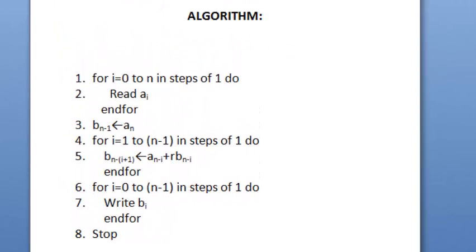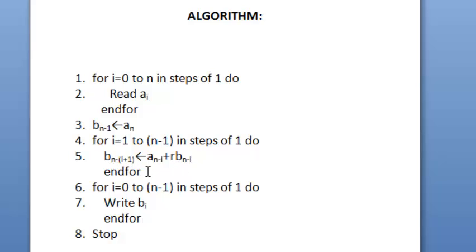Now the algorithm for this division is, we start with the for loop in which I is initialized to 0, for I equals 0 to n. In steps of 1 we read the values of ai, then we end this for loop, and then we place the value of an into b(n-1). Then again we start a for loop with I initialized to 1 up to n minus 1. In steps of 1 we put the value of a(n-I) + r·b(n-I) into b(n-I+1).